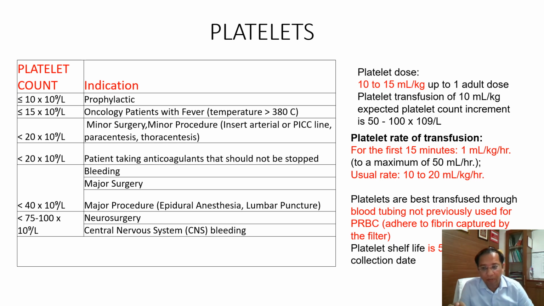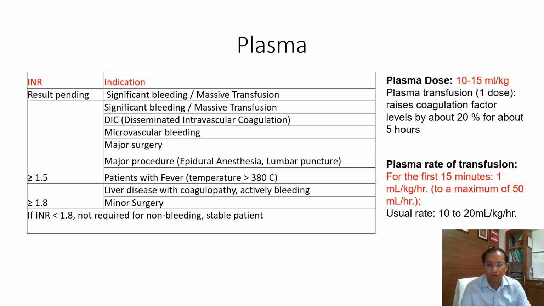The thing that you should remember is platelets should not be transfused from a previously used tubing set or the BT set which is used for packed red cells, because they may contain fibrin and they may capture the platelets, and this may erroneously not give platelets to the patient. They have a shelf life of 5 days, of course.